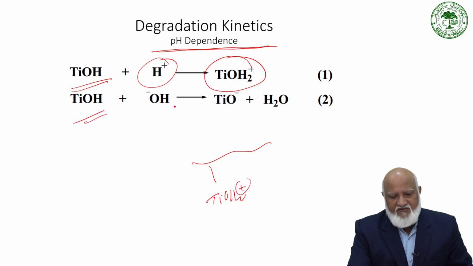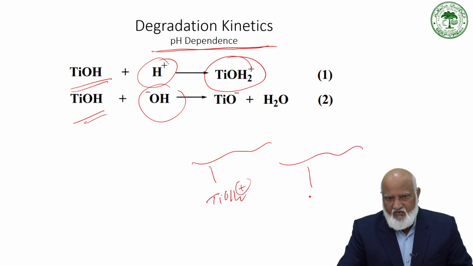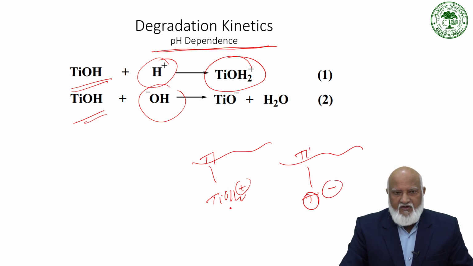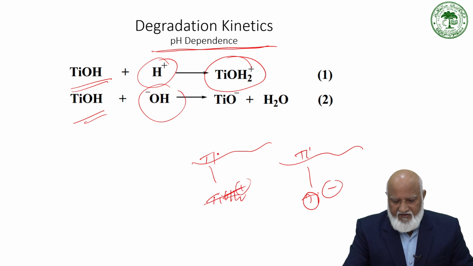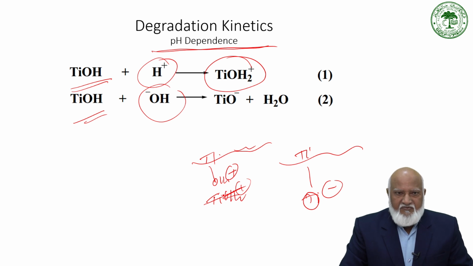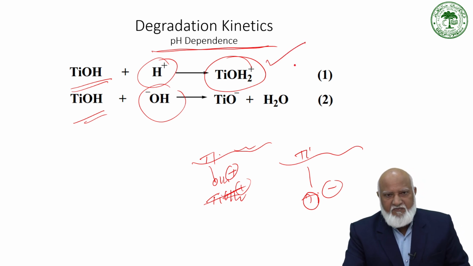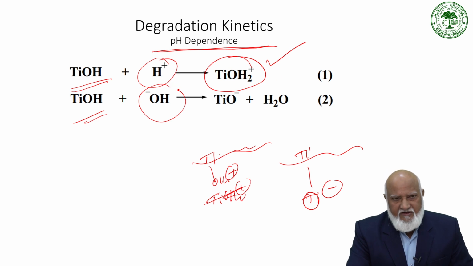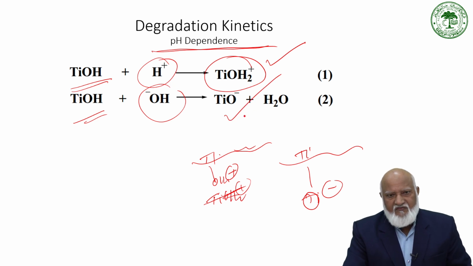On the other hand, titanium dioxide in alkaline medium becomes TiO minus, negatively charged. So Ti is here, and then OH2 plus. So you can see that the surface of the titanium dioxide can be positively charged under acidic medium, as well as negatively charged in alkaline medium.